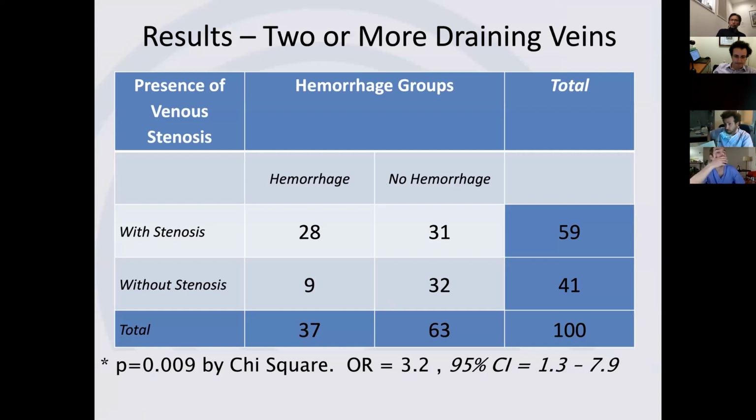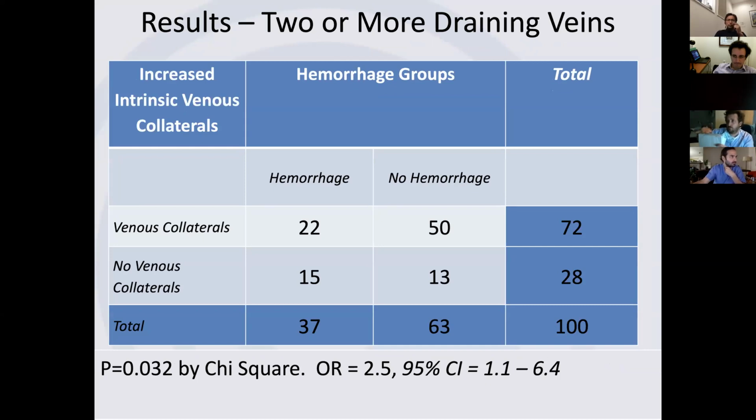So when we look at AVMs with 2 or more draining veins, and we look at those with a stenosis, around half of them are presenting with hemorrhage, whereas for those without a stenosis, only around a quarter were presenting with hemorrhage. And so this was statistically significant. And note that the odds ratio gets very similar to that seen with single draining vein. So we saw this as validating of our hypothesis based on venous outflow impedance.